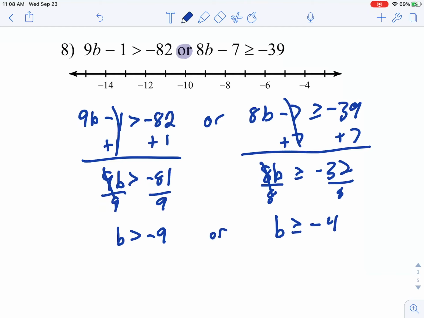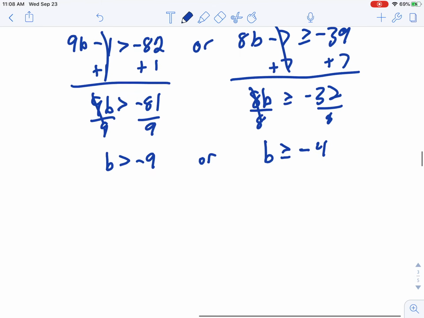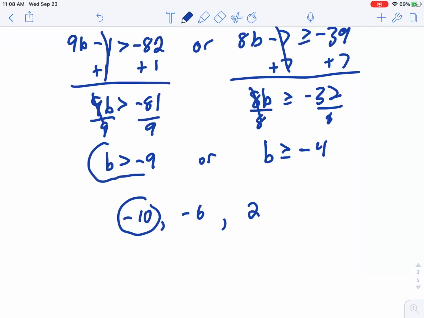Now let's think about the logic of this before we go to a graph. Can you think of a number that's greater than negative 9 or greater than negative 4? I'll throw out some numbers here. Let's look at negative 10, negative 6, and how about positive 2? Is negative 10 greater than negative 9? Now I know 10 is greater than 9, but negative 10 is actually less than negative 9, so no. Is negative 10 greater than negative 4? Again, no. 10 is greater than 4, but negative 10 is not greater than negative 4.